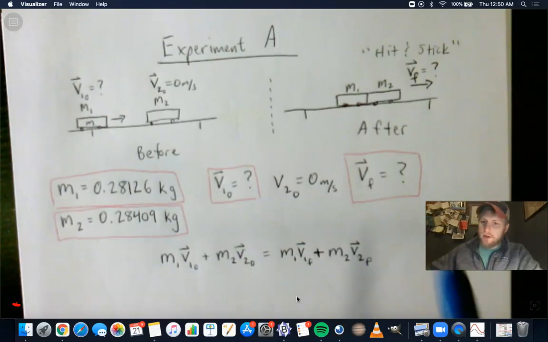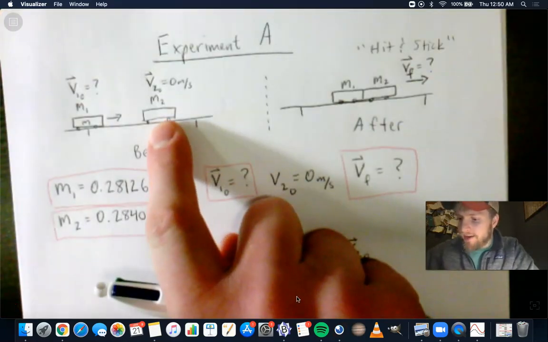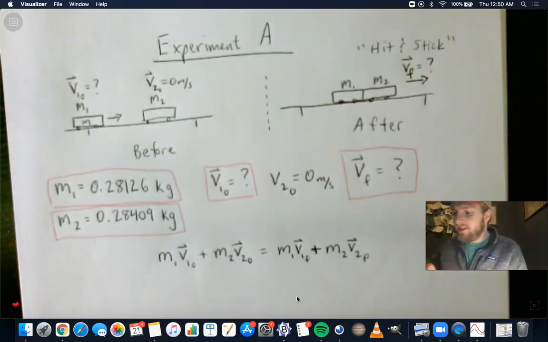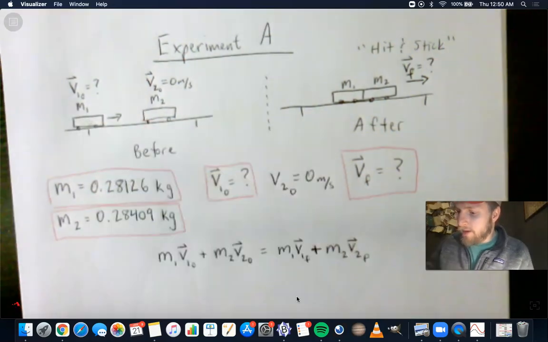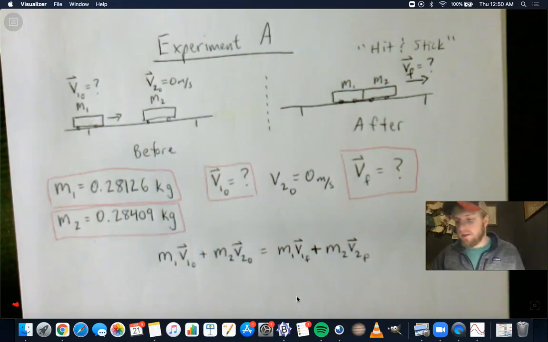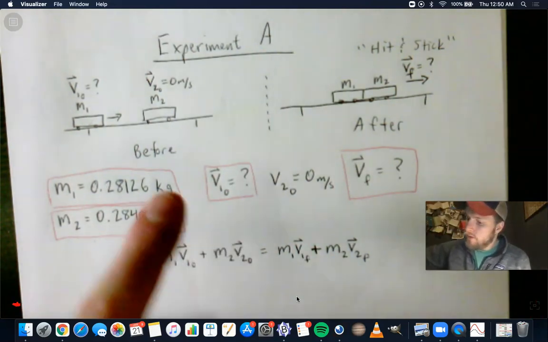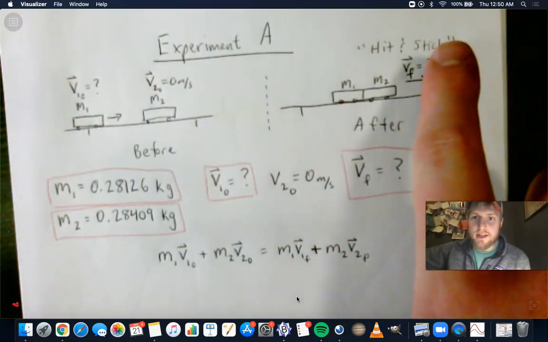Alright, scholars, so I've done quite a bit of work here to set up what we're going to need for experiment A. Before the collision, importantly, mass 2 was stationary, and we pushed mass 1 towards mass 2. One helpful thing about mass 2 being stationary is that we already know its velocity was 0. So I pushed the cart, it smashed into it, and then they hit and stuck together.